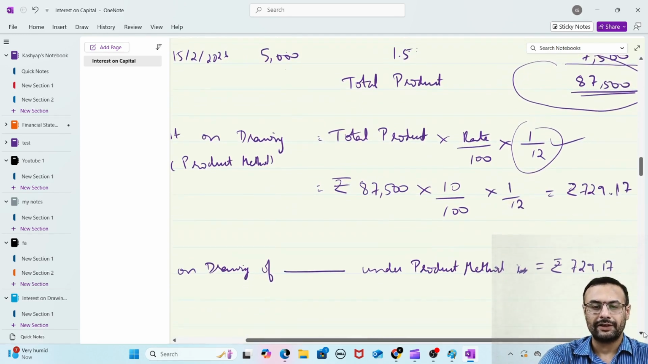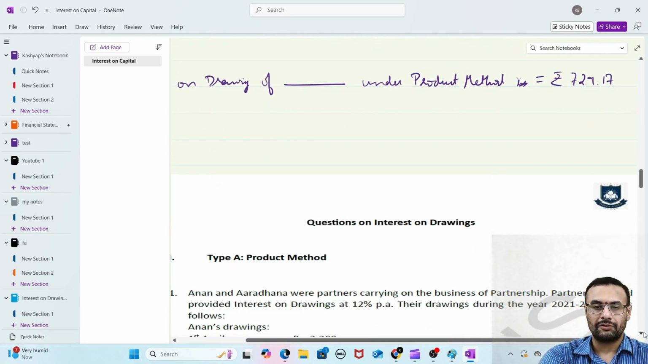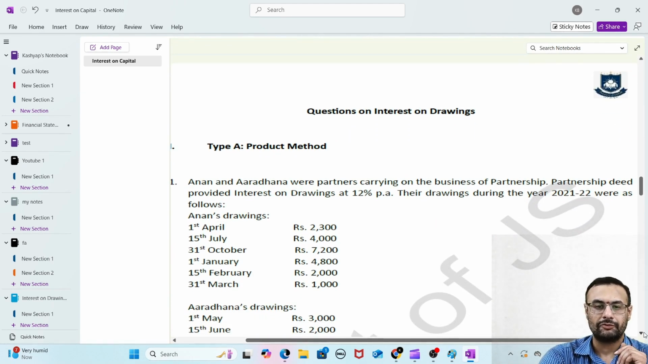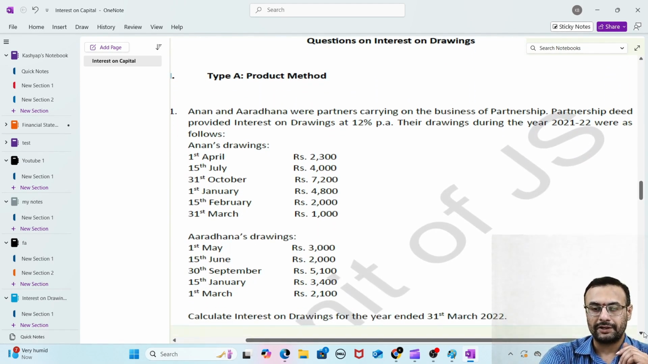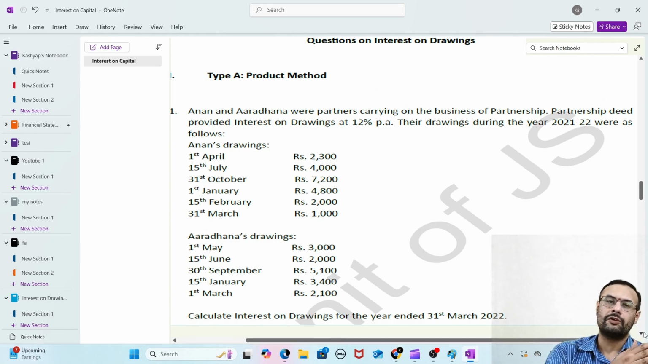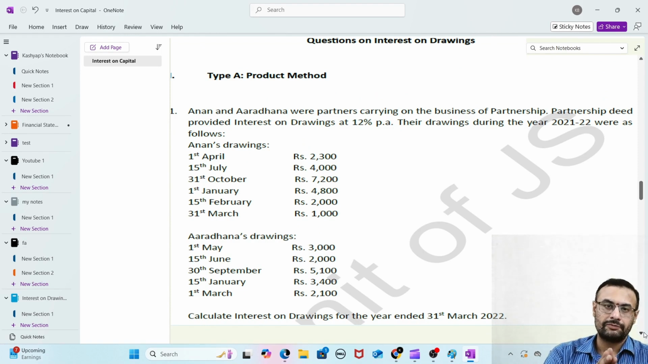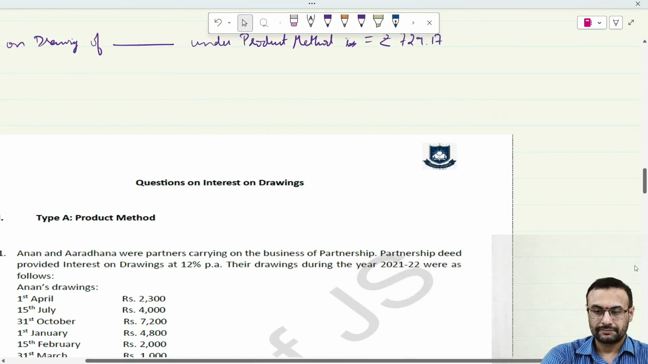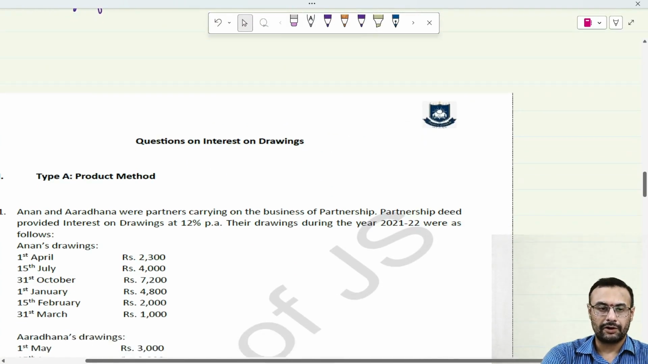In this class, we are going to continue our interest on drawings, and I have prepared some questions for our practice only. I am not going to solve about 20-30 problems. I am going to solve only 2 or 3 problems, but they will cover the entire syllabus so that you can also revise it fast. Now, the first problem that we are going to discuss is interest on drawings under product method.